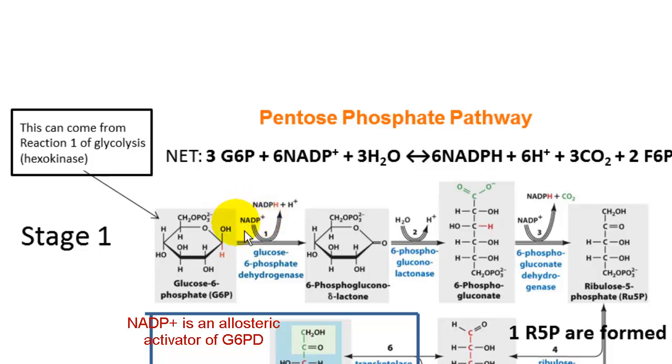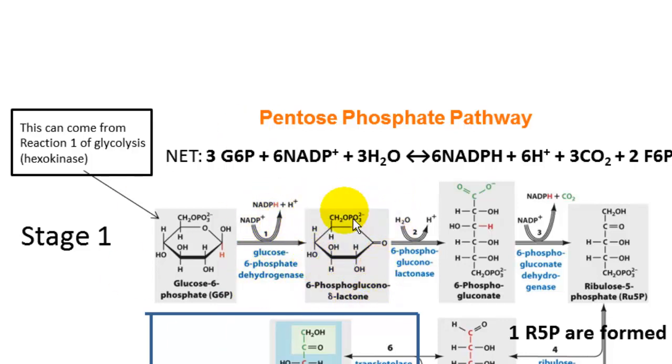So if the NADP+ concentrations are significantly high, that means one thing: there's a lot of free radical detoxification going on. And it also means another thing. It means the cell needs to increase flux to generate NADPH through this pathway. So NADP+ will be an allosteric activator of glucose 6-phosphate dehydrogenase.